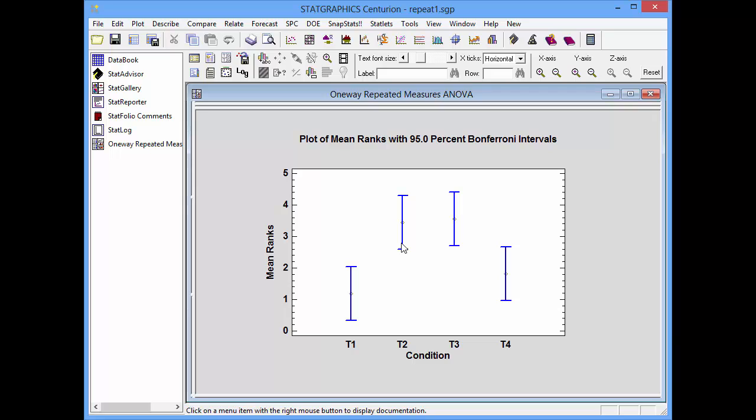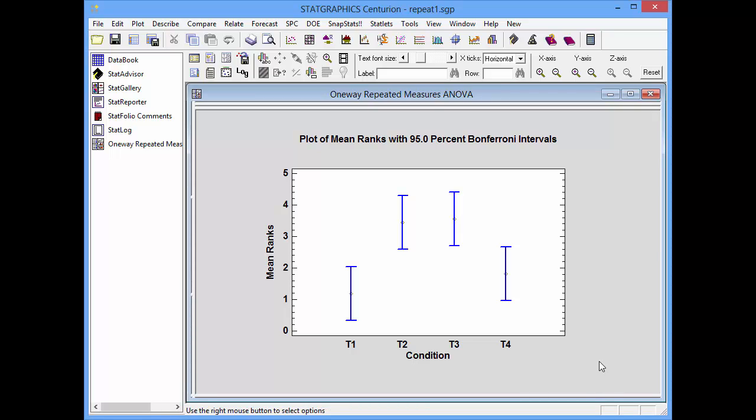The intervals here are a little wider than Tukey's intervals, and you do see that the interval for T2 and T4 overlap, although just slightly. Technically, the mean ranks at times T2 and T4 are not significantly different from one another. However, the general conclusion here is very similar to what it was using Tukey's HSD intervals.